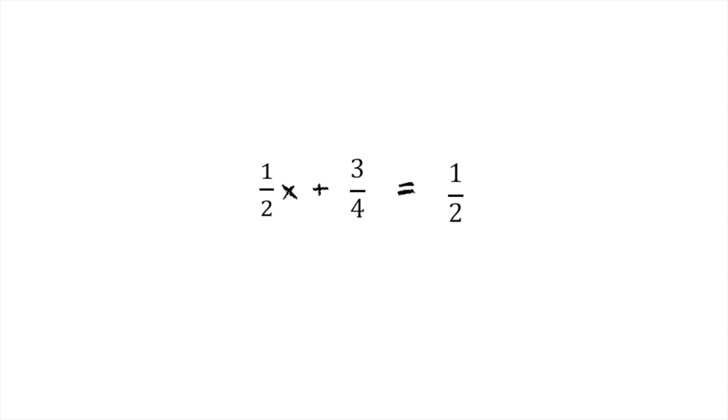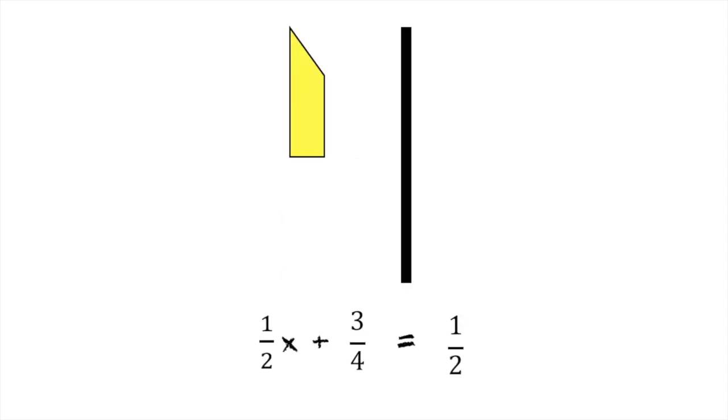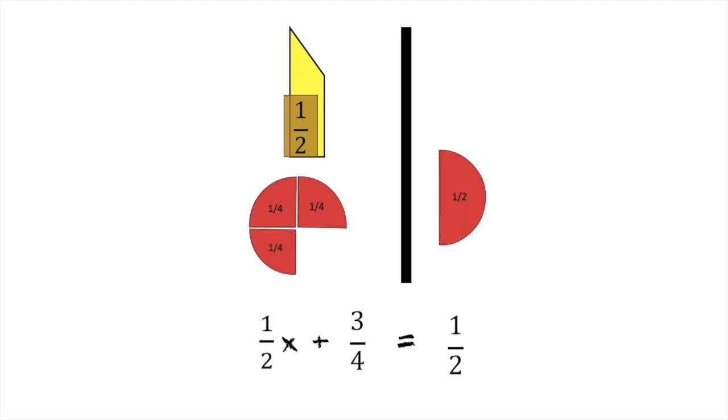It has lots of fractions in it, so we had to make sure we got common denominators before we combined. Then we had to multiply by 2 as well. Let's look at this equation with materials. Here we have our 1/2 of x plus 3/4. This is equivalent to 1/2.